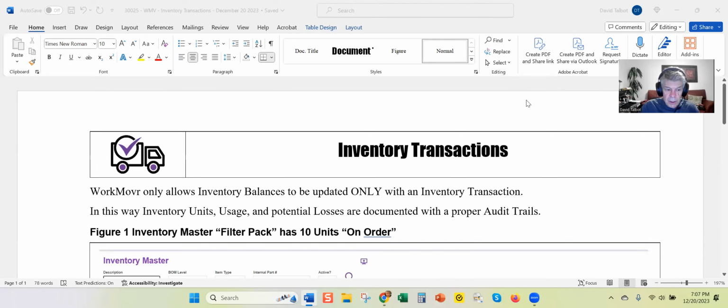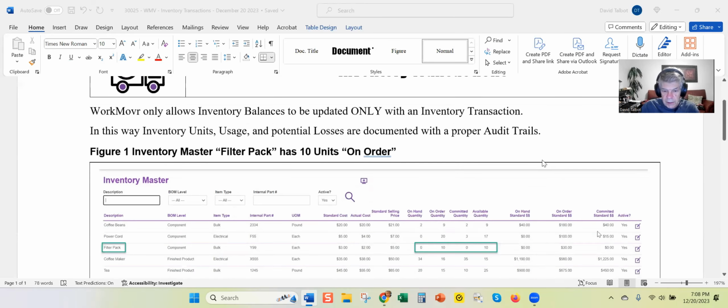Inventory transactions. We only allow inventory balances to be updated with a transaction. And so the inventory units, usage, and potential losses are documented with audit trails. And this is quite straightforward.